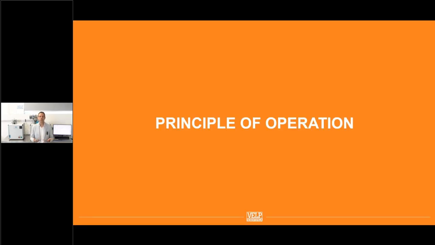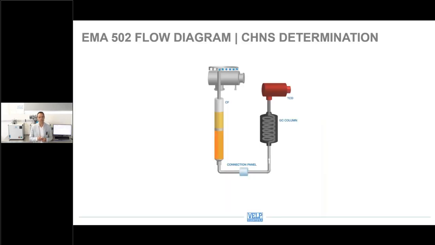So let's go through the principle of operation. The sample first is transferred to a purge chamber in the sampler, where a flow of carrier gas that can be helium or argon purges the nitrogen before entering the combustion chamber.